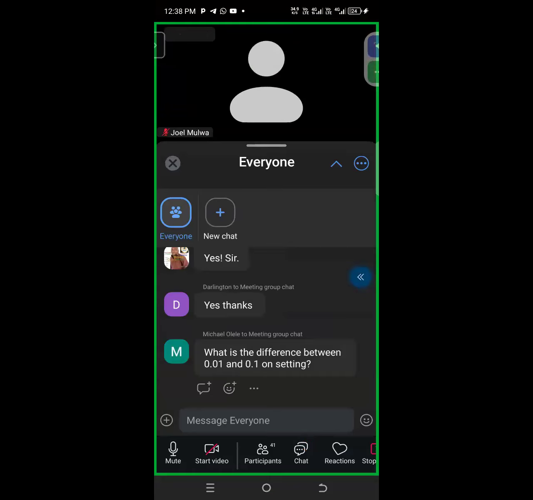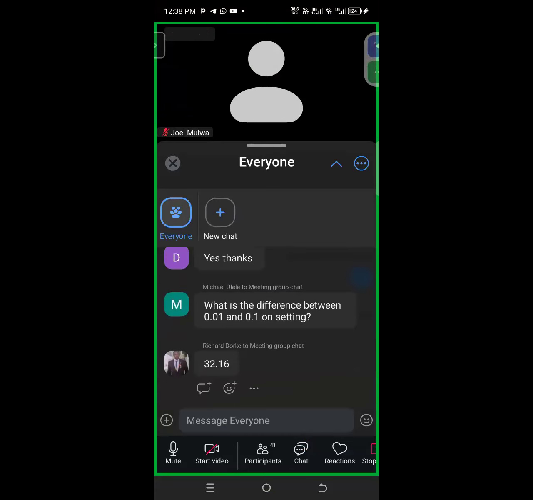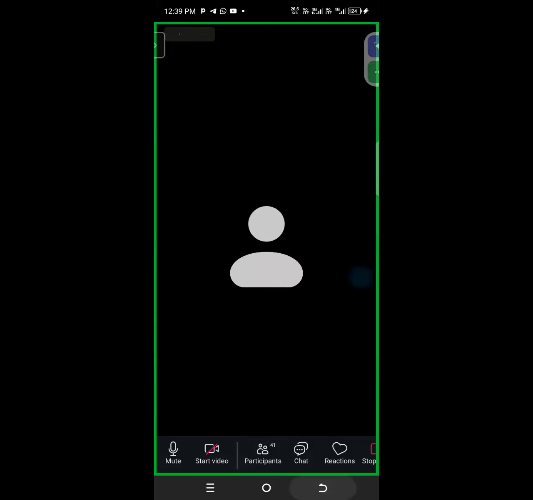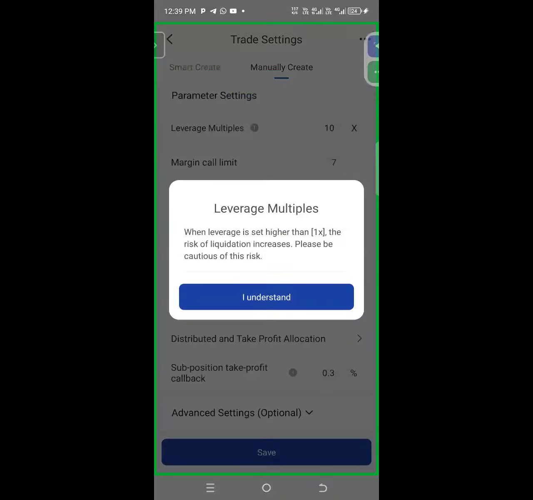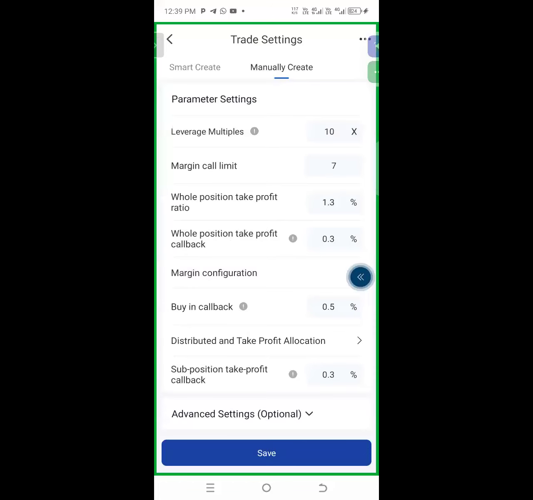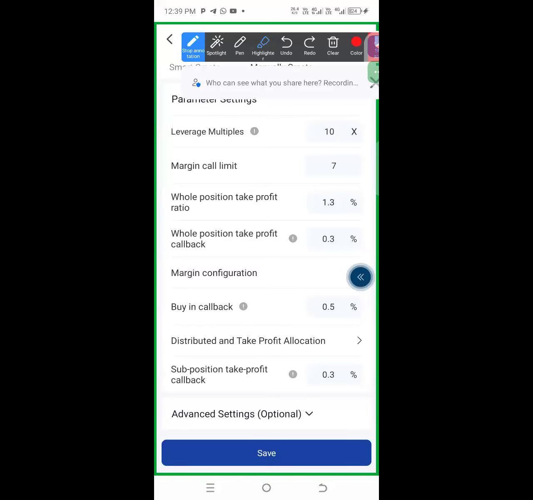What is the difference between 0.01 and 0.1 on the settings? Okay, 32.16. Okay, so now when we talk of 0.